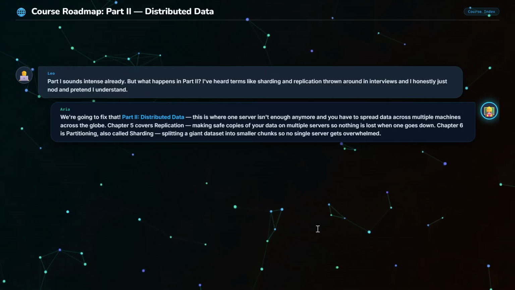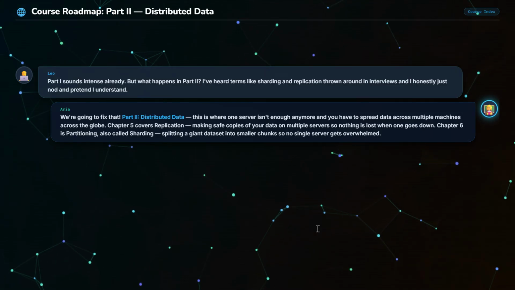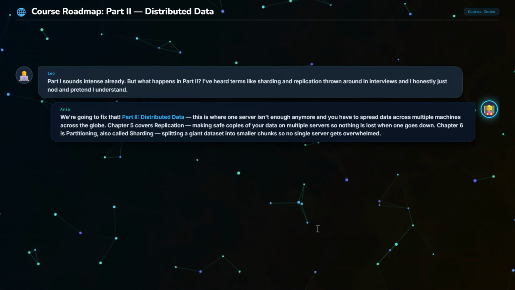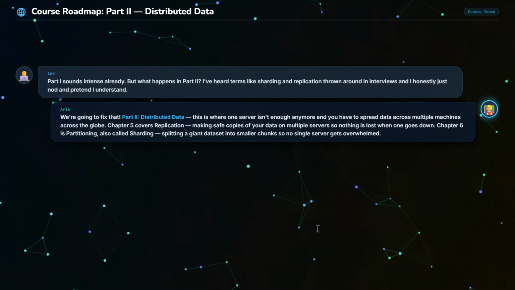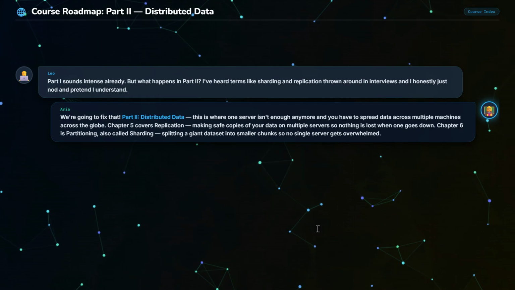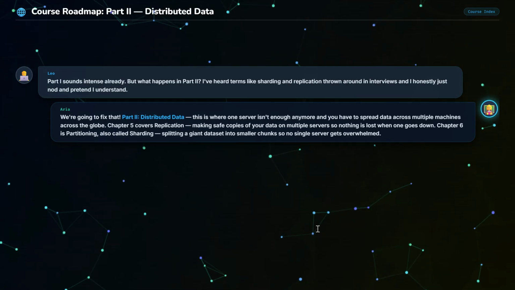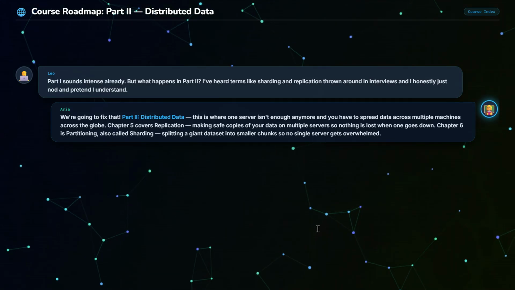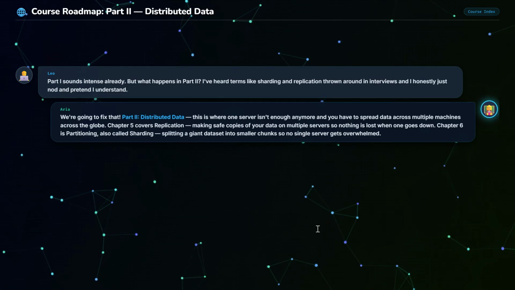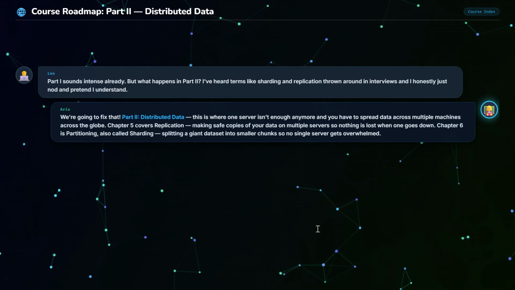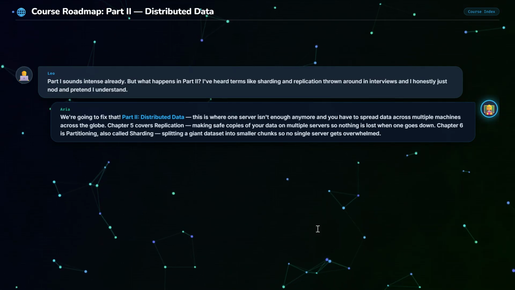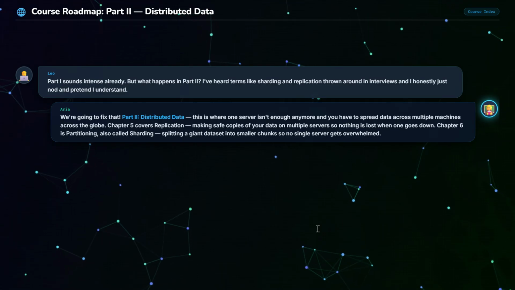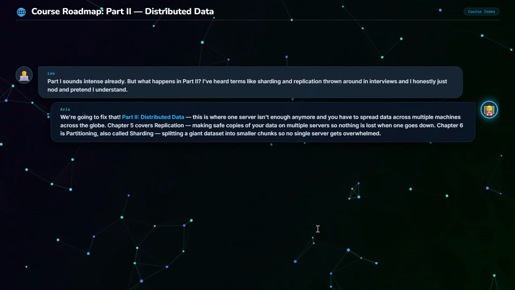Part 2 is called Distributed Data. This is where a single server is no longer enough and you have to spread your data and your workload across multiple machines around the globe. Chapter 5 covers replication, making safe copies of your data on multiple servers so nothing is permanently lost when one machine goes down. Chapter 6 is partitioning, also called sharding, splitting a giant dataset into smaller manageable chunks so no single server gets overwhelmed.